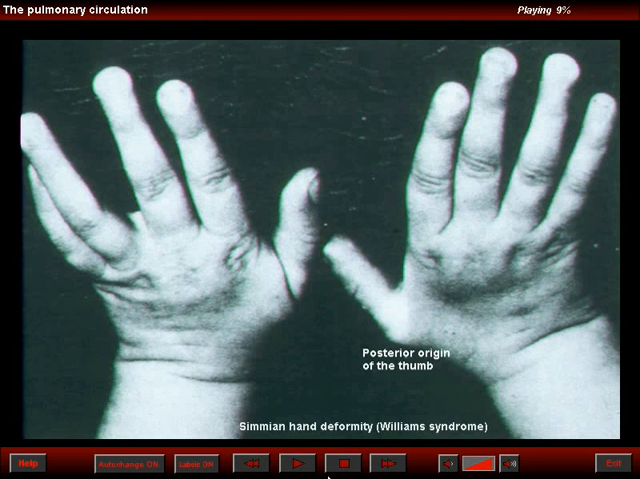This is the simian hand deformity with posterior origin of the thumb, which is one of the anomalies that can be seen in patients with the Williams syndrome.